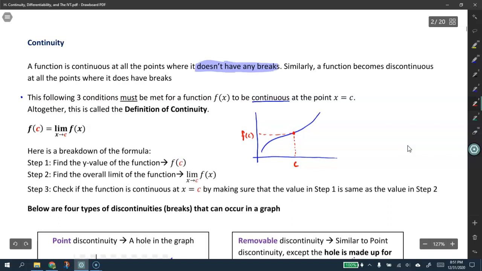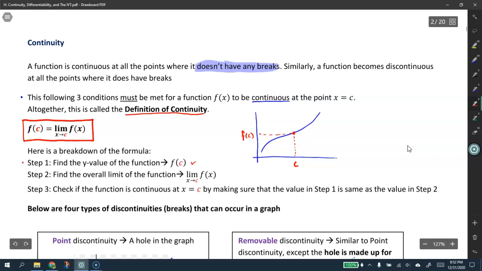The number one thing that we need to do is find f of c. This right here is called the definition of continuity. In the end, it's really what you need to memorize, but what I do here is break this down for you one step at a time. So when we say find the y value of the function, that would simply be f of c.